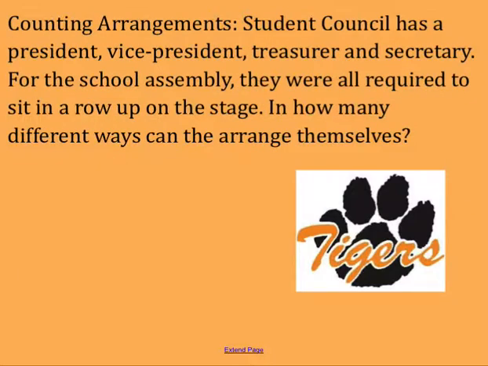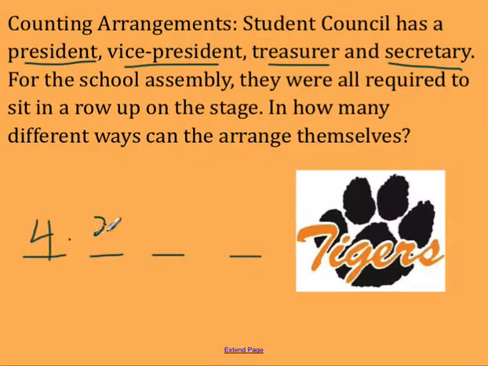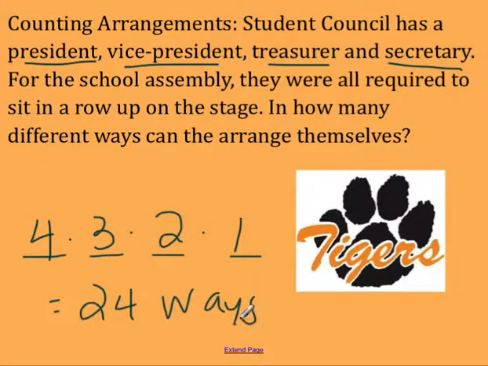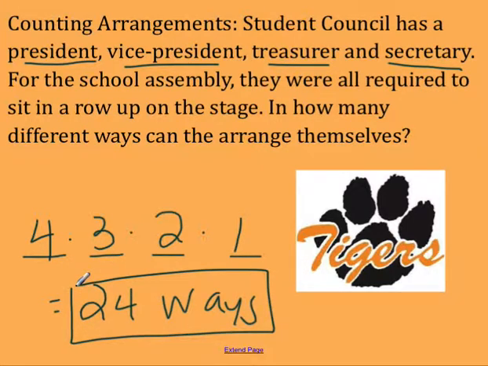All right, next, let's take a look at number 4. The student council has a president, vice president, treasurer, and secretary. For the school assembly, they're all required to sit up in a row on the stage. How many different ways can they arrange themselves? Well, there are 4 spots up on stage. When you go to pick the first one, you're going to do a 4, and then a 3, and then a 2, and then a 1. So you multiply your way down, and you get 24 different ways that you can arrange those officers up on stage.